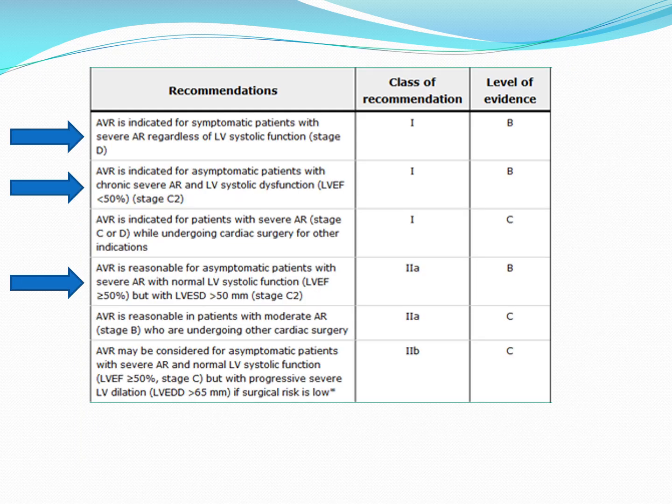And when do we recommend surgery? This is from the American Heart Association, American College of Cardiology. When the patient has symptoms and the symptoms are due to aortic regurgitation, you should operate. If they are asymptomatic, but echo shows LV dysfunction, you have to operate. Or if you have left ventricular end systolic diameter of more than 50 millimeters.